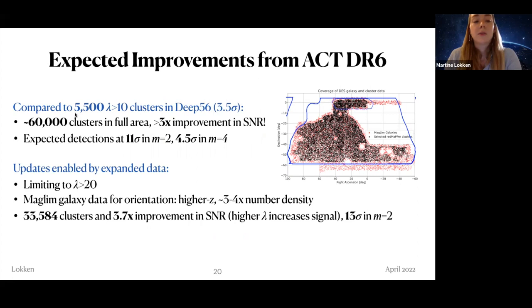So compared to the previous results, we have around 60,000 clusters in this full area, which will lead to a greater than 3 times improvement in signal to noise. And so we can expect detections at around 11 sigma at m equals two, and 4.5 sigma at m equals four if we use all of these clusters, which is great because that's again the signal that really shows signs of late time non-Gaussianity. In addition, we can make some quality cuts with the new data due to the expanded nature of it. And if we do those, we would get even better signal to noise.